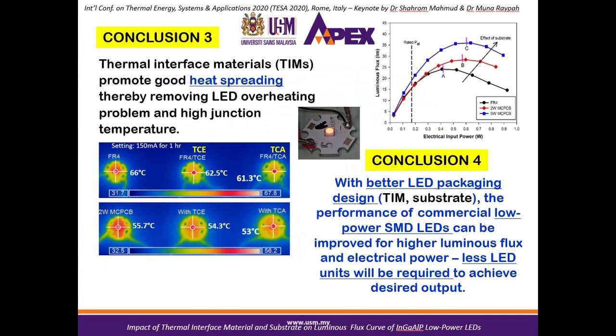For the third conclusion, thermal interface materials promote good heat spreading, thereby removing LED overheating problem and high junction temperature. Finally, the last conclusion, number 4: with better LED packaging design, TIM and substrate, the performance of commercial low power surface mount LEDs can be improved for higher luminous flux and electrical power, which means that fewer LED units will be required to achieve the desired output.